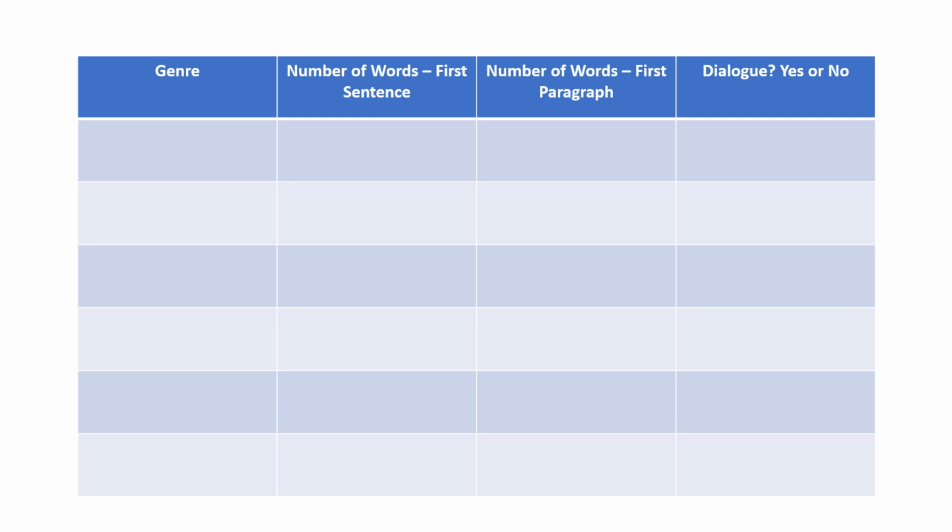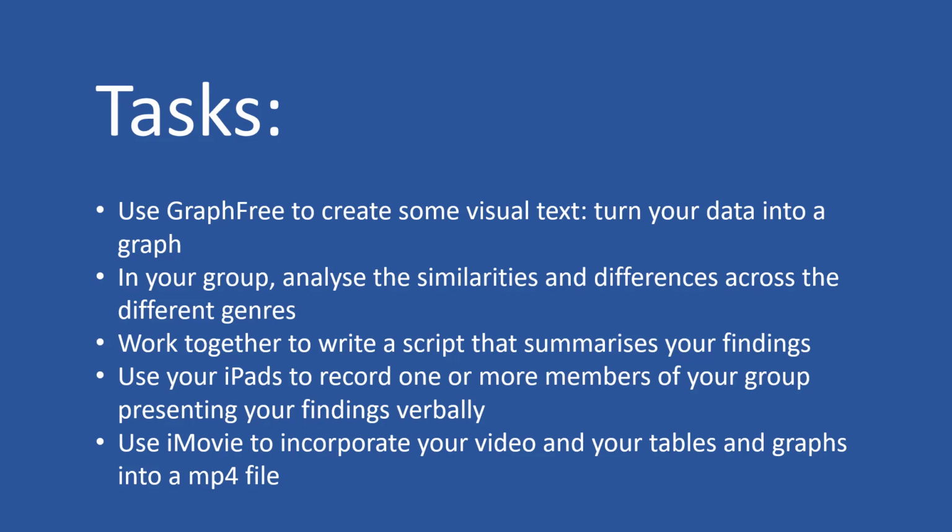Once you've got your data, you are going to use Graph Free on your tablets, and you're going to turn the data into a graph. You get to choose what kind of graph. Choose what you think best communicates the information, and one that is visually appealing and clear. Then I also want you to analyze the similarities and differences across the different genres. Does one genre use more words as a general rule? Does it use fewer words?